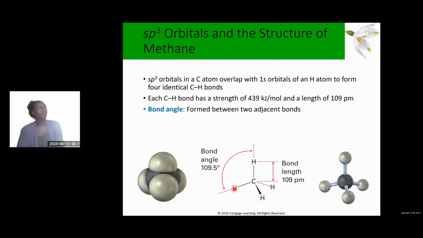And again, the bond angle is this angle right here that's created by the hydrogen and carbon. Right here, that's the bond angle, okay?